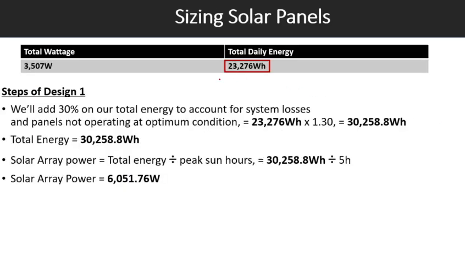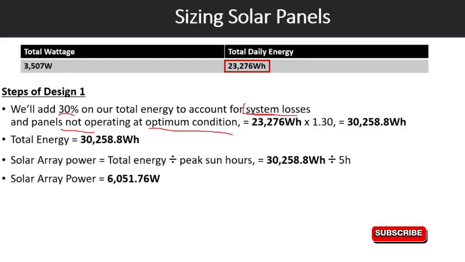And the next step of design is we will add an additional 30% on our total energy in order to account for system losses and panels not operating at their optimum condition. Now, what does this mean? This means that we are not using this exact figure, this exact 23,000 from our daily energy. We are not using this exact figure to size our solar panels. We are going to add an additional 30% to it in order to account for system losses.